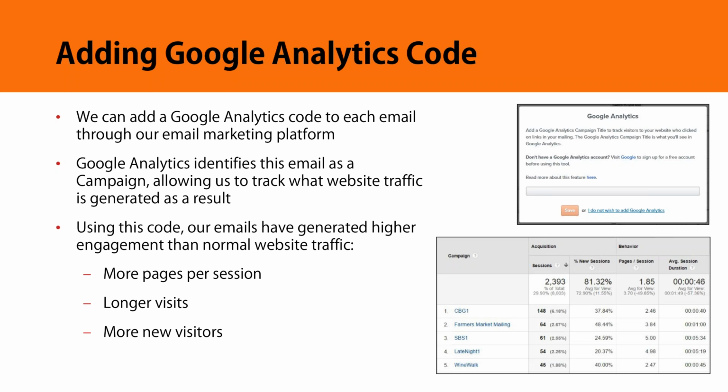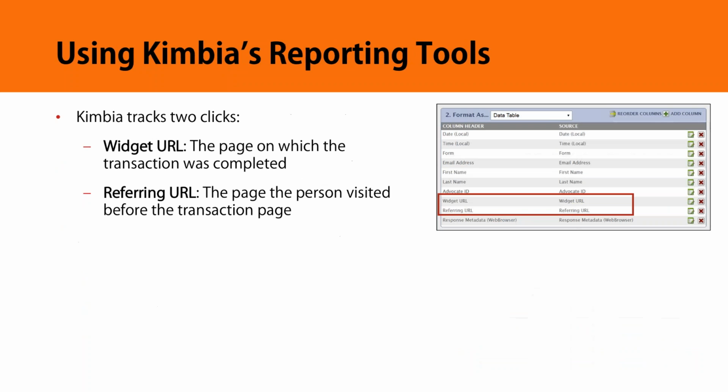So using this code, our emails have generated higher engagement than typical website traffic, including more pages per session. In one case, we generated 5 pages per session as opposed to 1.8. So more than double the traffic came through as a result of our email. We've also seen longer visits come into place. Because of one email we sent, people stayed on the website for 5 minutes, whereas a normal visitor comes for 45 seconds. So this is really the power of that Google Analytics tool, to show you how your emails are generating increased and longer-term engagement with your website as a result.